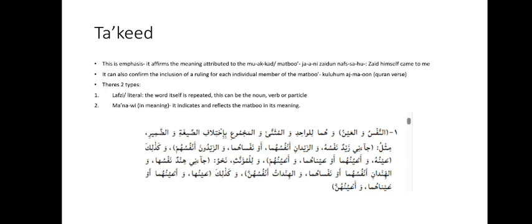So there are two types of ta'kid. One is lafzi, which is literal in this case, so the word itself is repeated. This can be a noun, a verb, or a particle. For example, ja'ani zaydun zaydun, or it can even be a particle as well, like inna zaydan qa'imun. So the particle inna can be repeated.